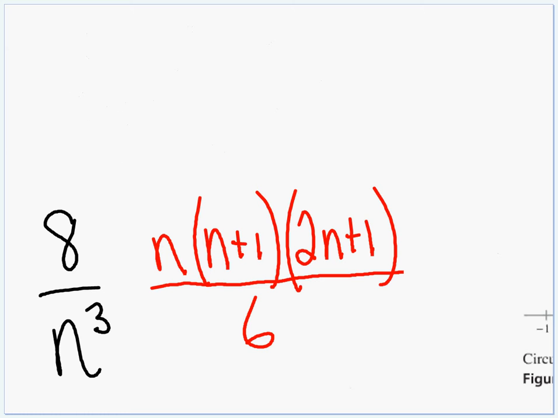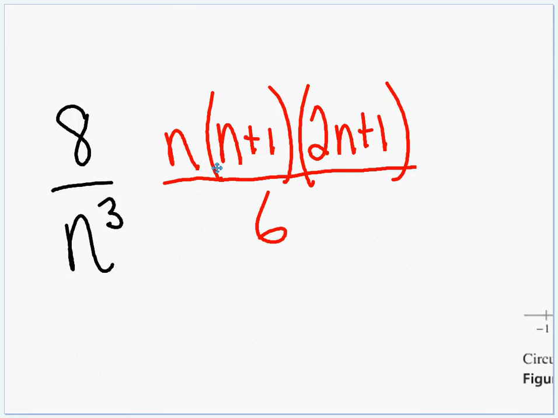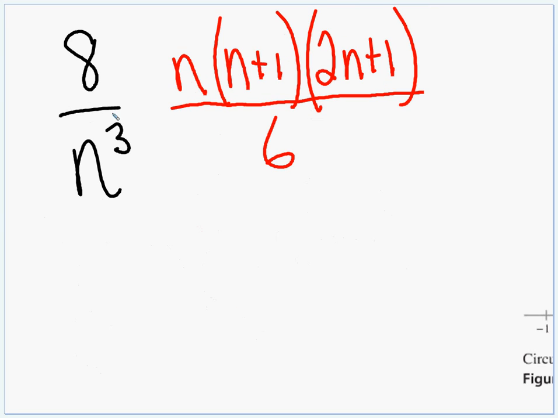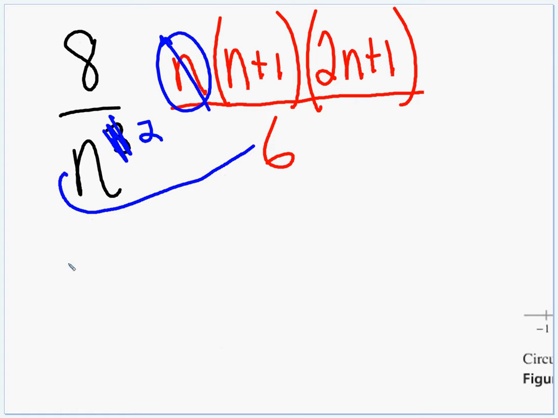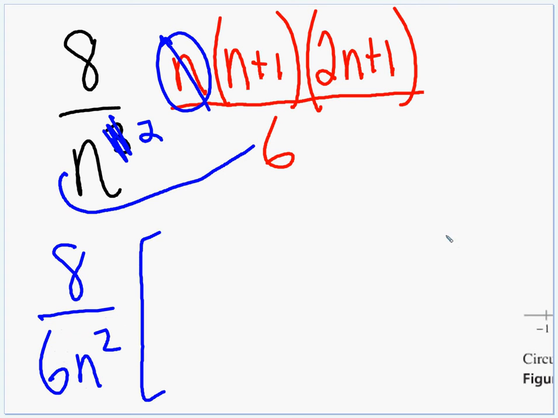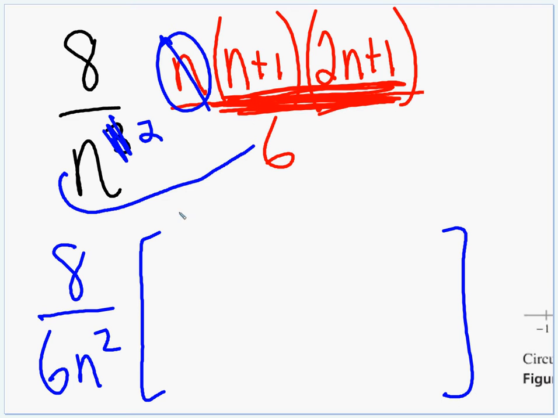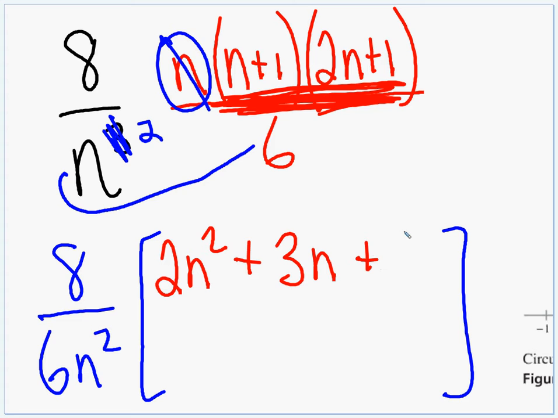All right. Look for that n cancellation on the diagonal. If you don't catch it and cancel, you'll still get the right answer at the end. But this n is going to cancel with one of these, so now that's down to squared. So I'm just going to drag this 6 out here with this n. So that's going to be 8 over 6n squared. And now in here, we're going to FOIL out these two red binomials. So as we start foiling, we're going to get a 2n squared plus a 3n plus a 1. And that's all. Well, that 6 we dragged out. So that's over 1 now.